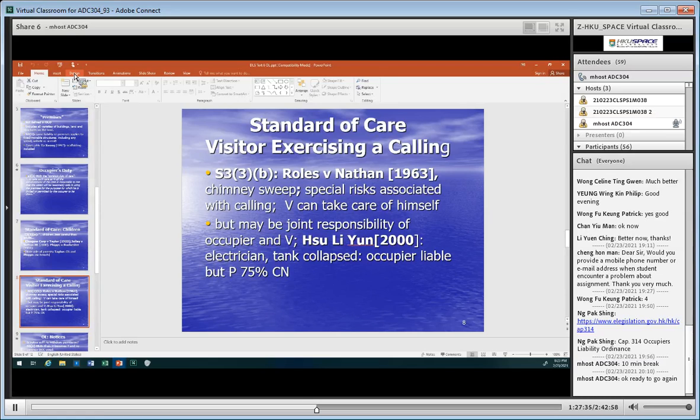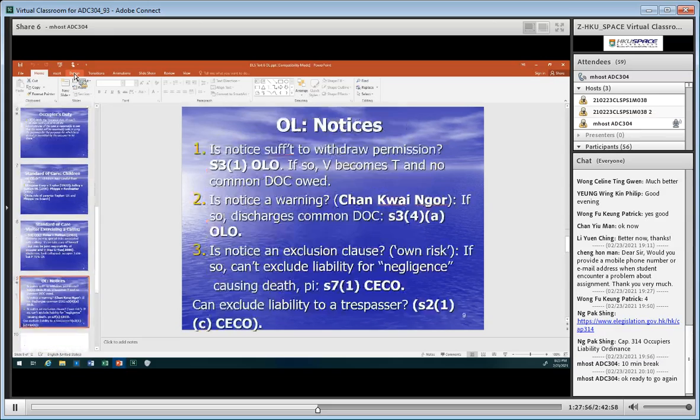But there could be joint responsibility of the occupier and the victim, depending on the circumstances. I remember when I got somebody to come in and change my air conditioner once, he climbed out the window, was on scaffolding and all the rest. Oh my goodness. Okay, well, if he fell down and got injured, I would not owe him. I wouldn't be liable because he's a visitor exercising a calling.